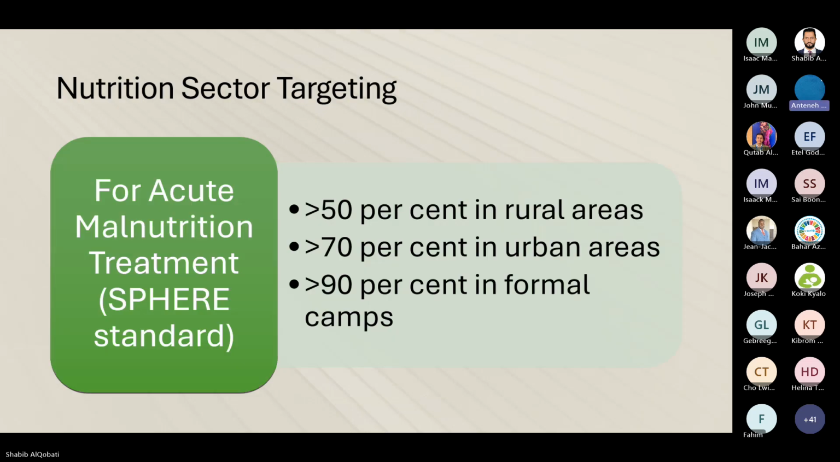Our general recommendation, based on the Sphere standard and the GNC guidance, is as much as possible to try to achieve 50% coverage in rural areas, which is typically the case, at least a minimum of 50% targeting of the need, 70% in urban areas, and of course, in a camp, especially a formal camp setting, you could use 90% as your target.